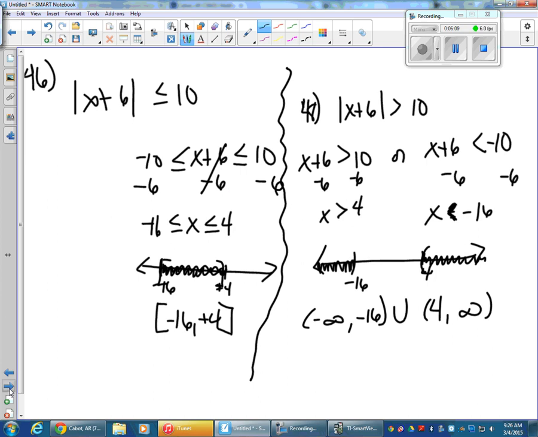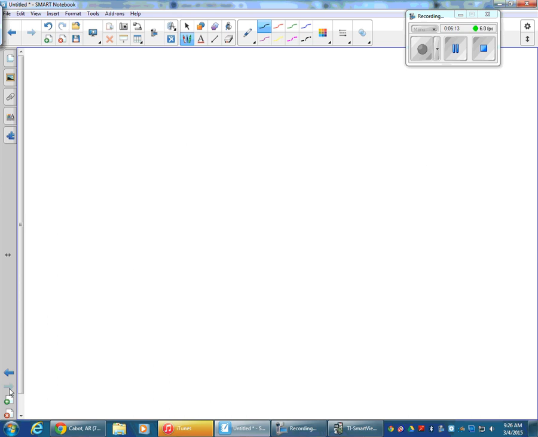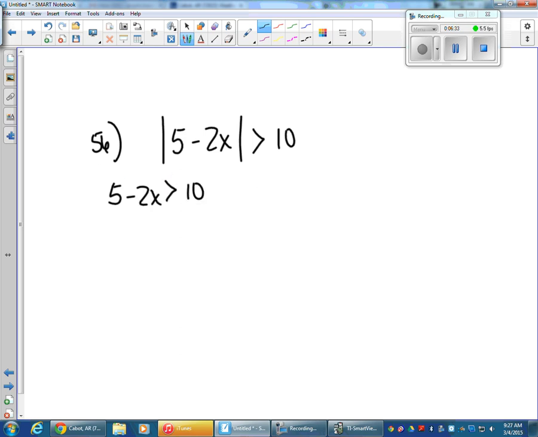All right, let's take a look at one more. 56. 56 is absolute value of 5 minus 2x is greater than 10. I've got a lot of different things going on here, and you'll see as we go through the problem. But because this is greater than, I'm going to write it as two separate problems. 5 minus 2x is greater than 10, or 5 minus 2x is less than negative 10.